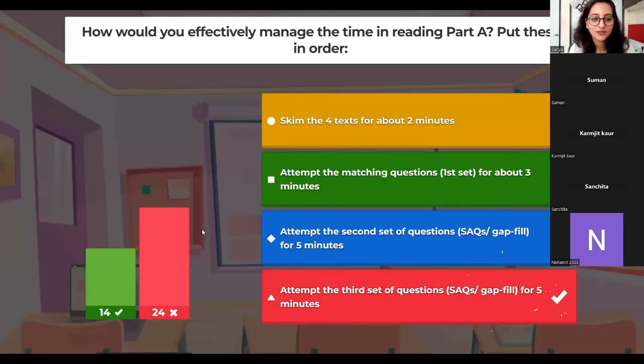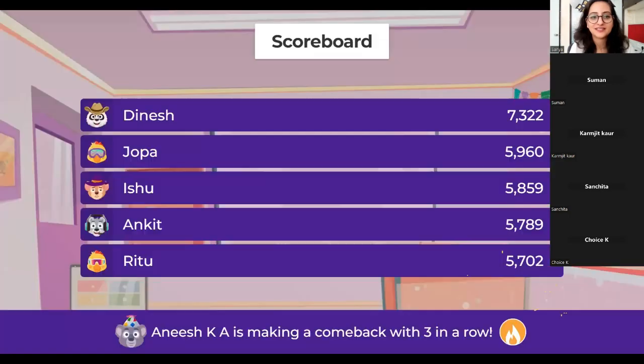So this is the right order. I think some might have mixed up the red and the green one. So this is the correct order. If anyone is confused, you can take a screenshot of this. And this is the time management we discussed even in the skills class.